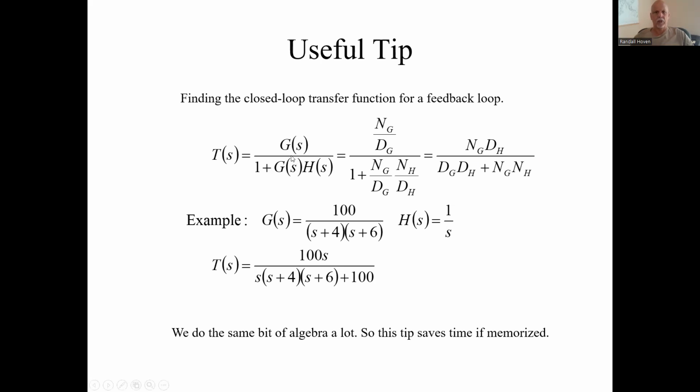You can kind of think of it, well, let's look at an example. Let's say here's our G and here's our H. What's the transfer function? Well, down in the bottom, it's the product of the two denominators plus the product of the two numerators. So the S times S plus 4 times S plus 6 on the bottom plus 100 times 1. That's the denominator. And on the top, it's this numerator times that denominator, 100s. Write that down somewhere, put it on a formula sheet, or just memorize it. It saves you some time.